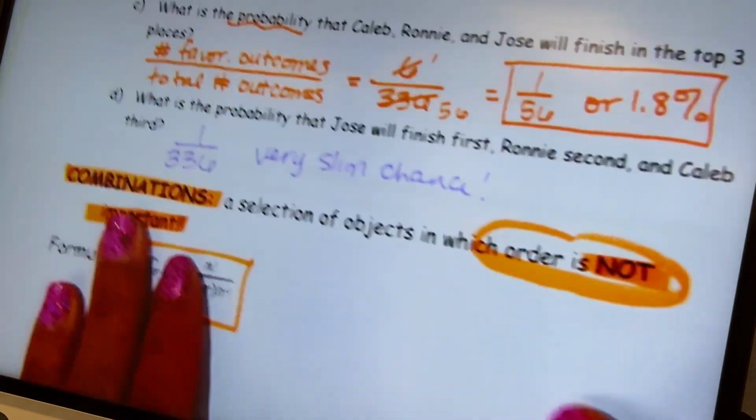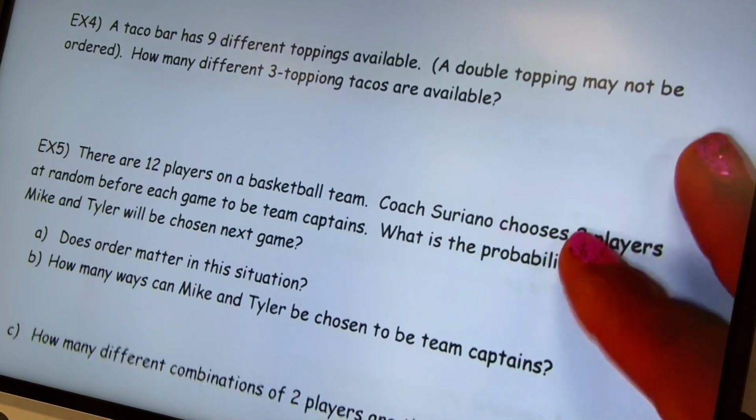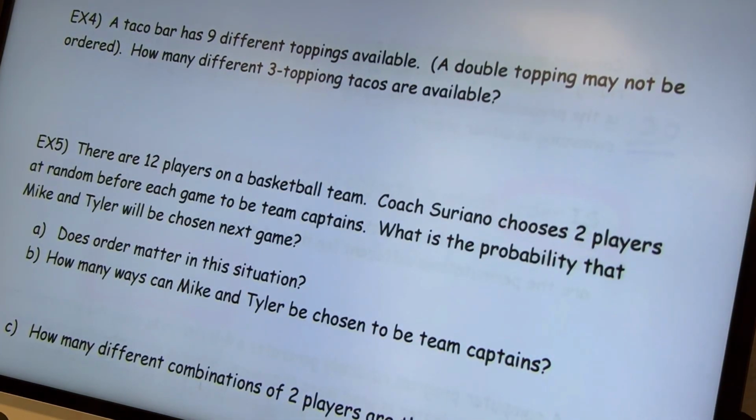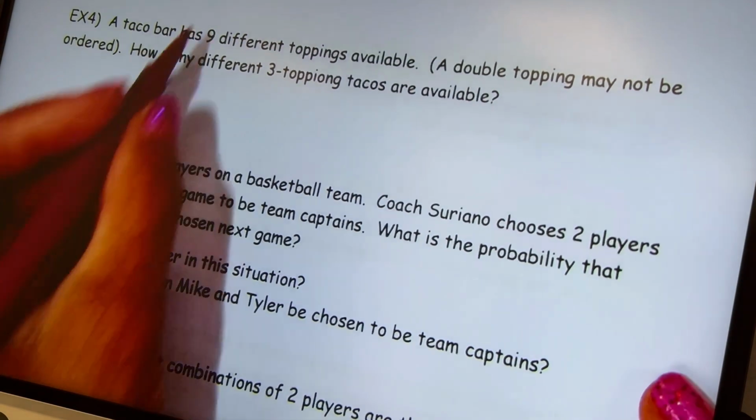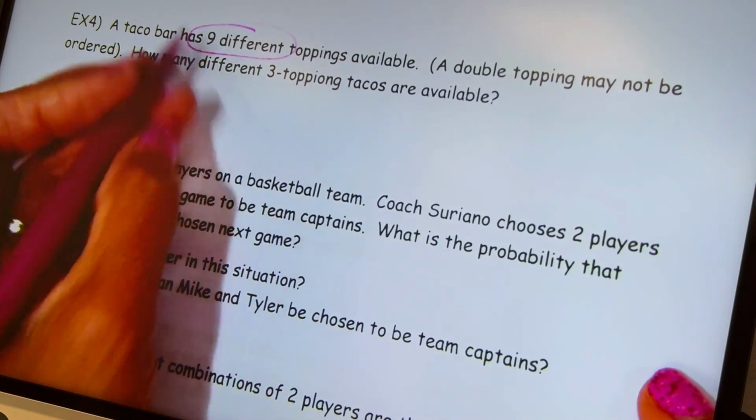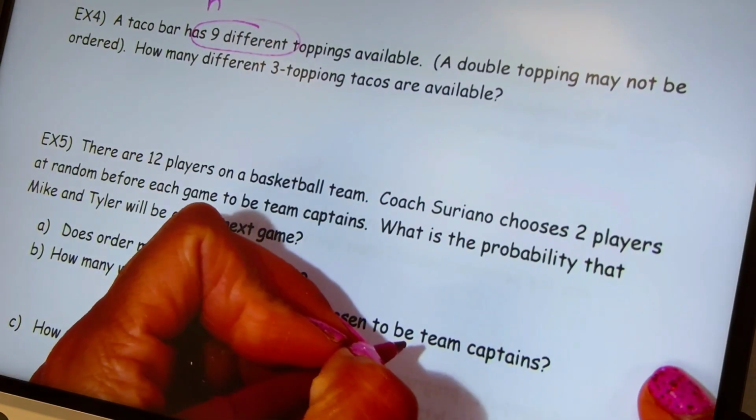Okay. All right, turn the page. Our last set of examples. Example 4, a taco bar has 9 different toppings available. Okay. A double topping may not be ordered, so we're not doubling anything, no repeats. How many different 3-topping tacos are available? So there's 9 different toppings, so that's our N. What's our R?